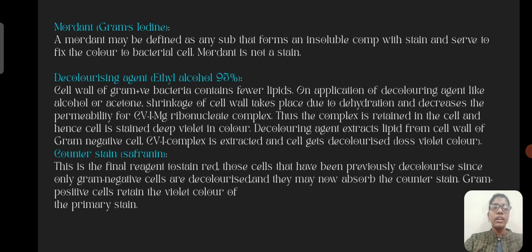Decolorizing agents extract lipids from the cell wall of gram negative cells. Counter staining. Here the counter stain is safranin. This is the final reagent, to stain red those cells that have undergone previous decolorization. Since only gram negative cells are decolorized, they absorb the counter stain. Gram positive cells retain the violet color of the primary stain.